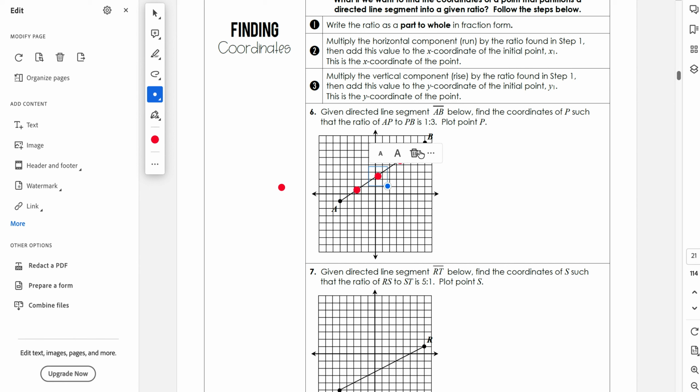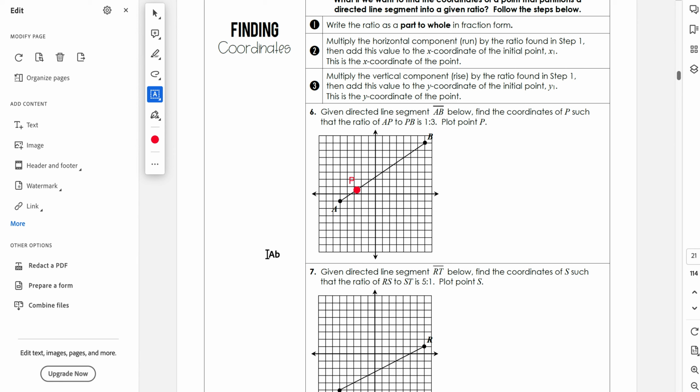So let's go ahead and delete these ones, which I just put in to visualize, and there's all these extra points all over the place. And then let's go ahead and just label this as point P. So that's going to be point P.